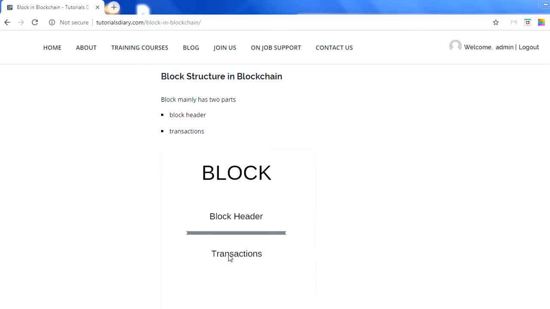Every blockchain platform has its own transaction count. For example, in Bitcoin you can store around 500 transactions in one block. This may vary for different platforms like Ethereum and Hyperledger, and it is not a constant value, but every block will have some transactions stored in it.